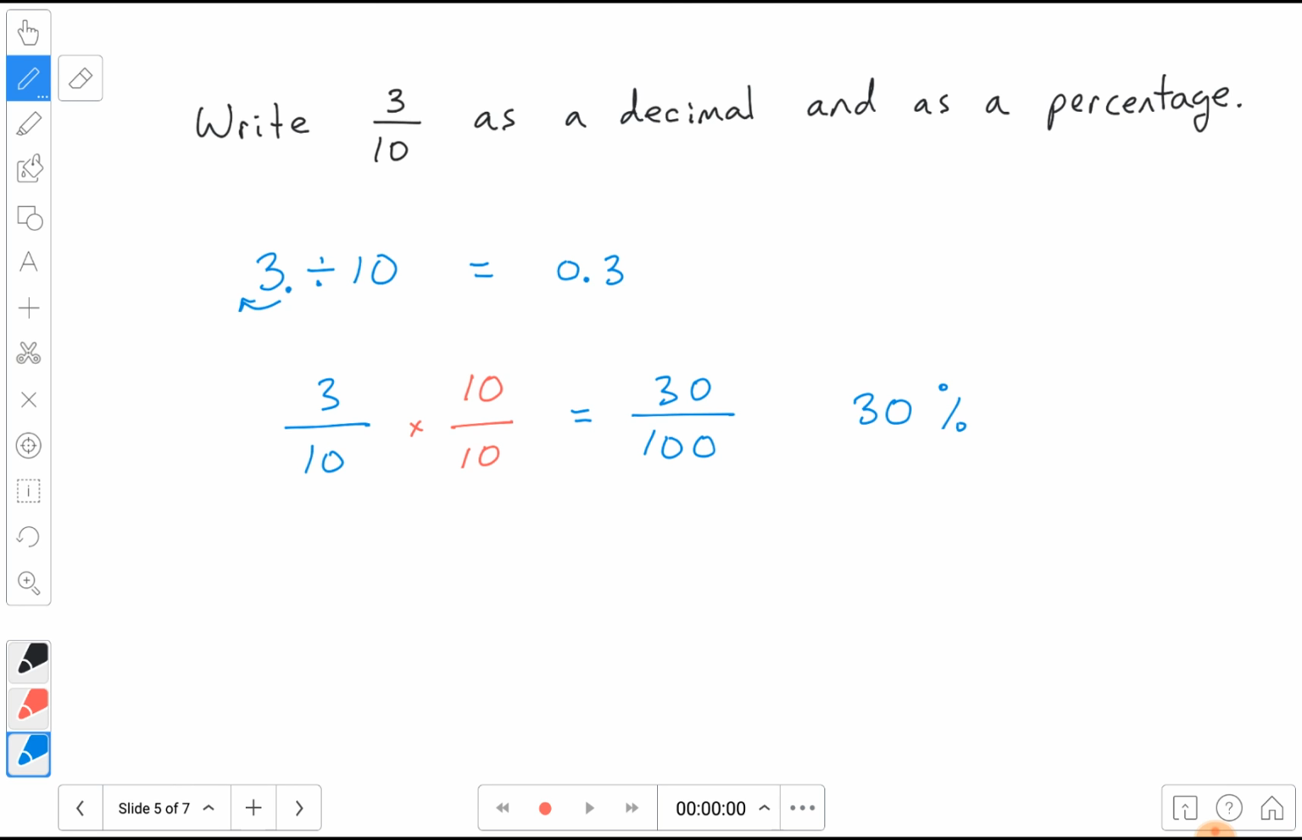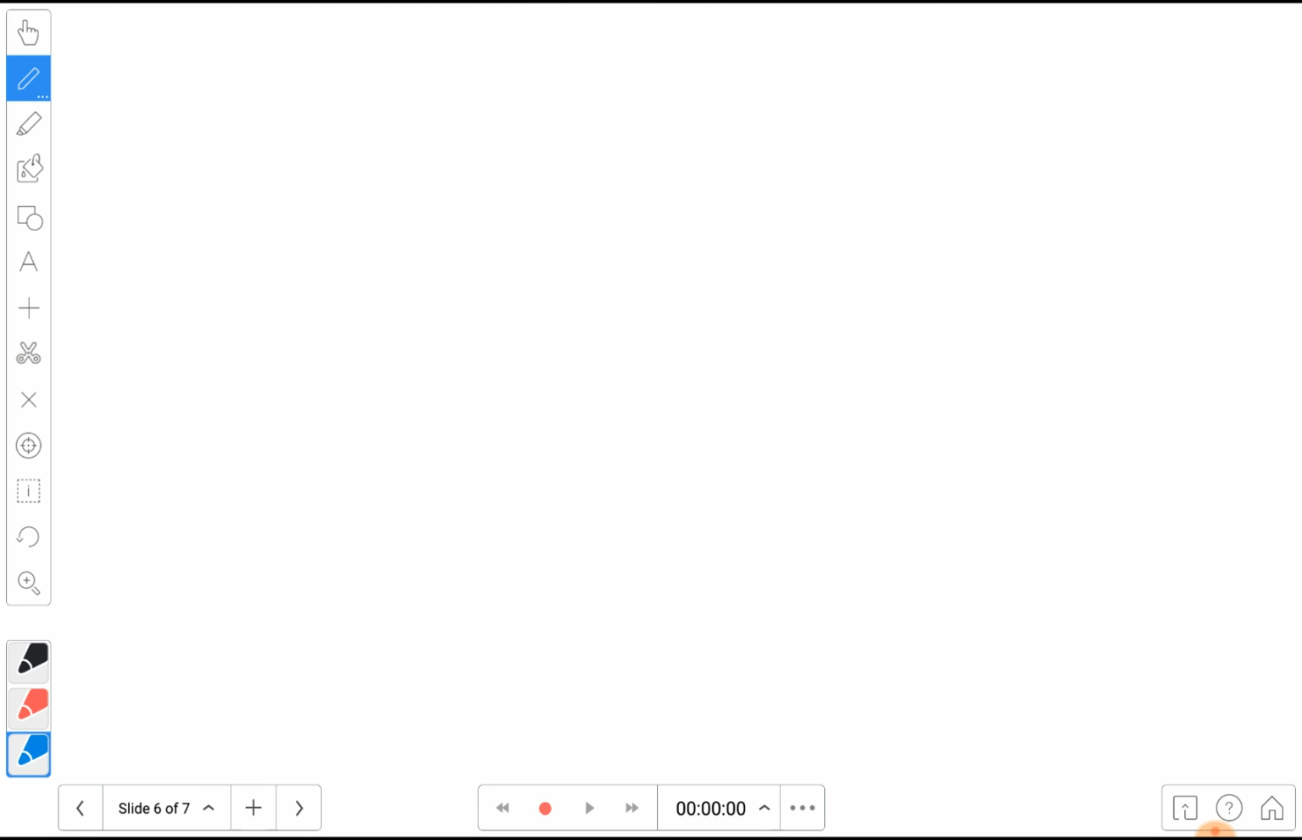Okay, let's try this with another one. Let's do 3 over 8 instead of 3 over 10. That's our fraction, and we want to find out what this is as a decimal and as a percentage. It's a little bit more complicated because we have to divide 3 by 8. If you use a calculator and type in 3 divided by 8, you'll get 0.375. So you can go straight to the answer for the decimal by using a calculator. We could have also done this using long division, 3 divided by 8, and get 0.375.